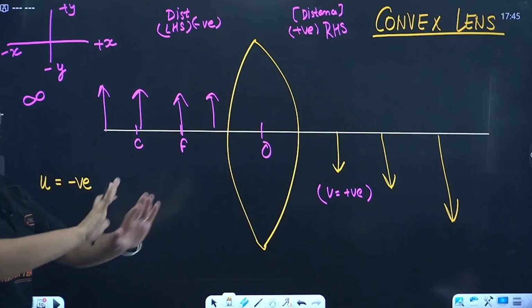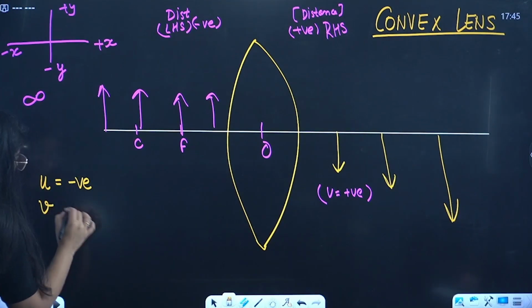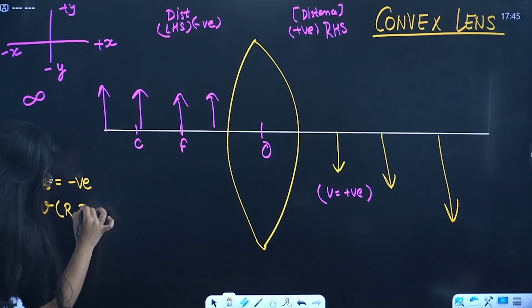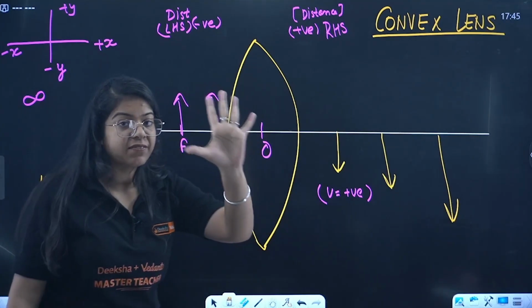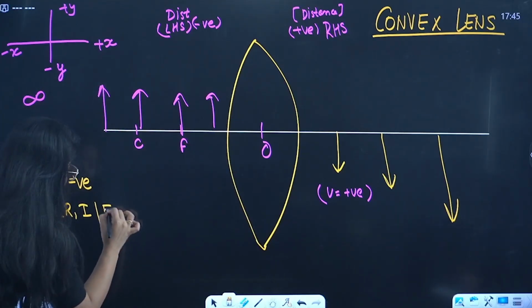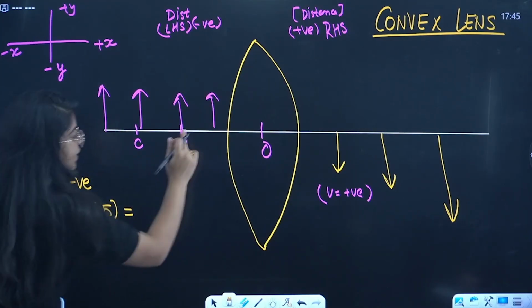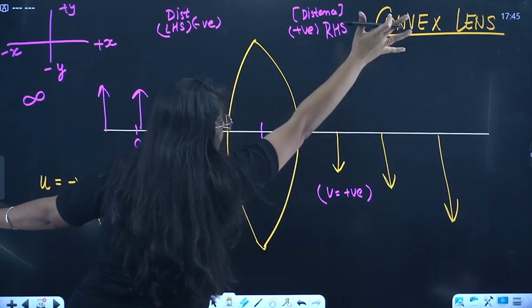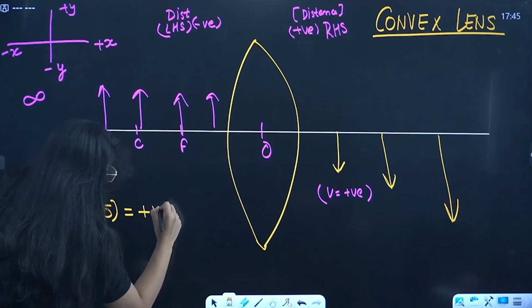That we have made it very clear. Object distance is always negative. V, beta, in case of real and inverted images, in the first 5 cases, the image is real and inverted, and it is formed on the right hand side. I am assuming you know the ray diagrams, so this is also positive.